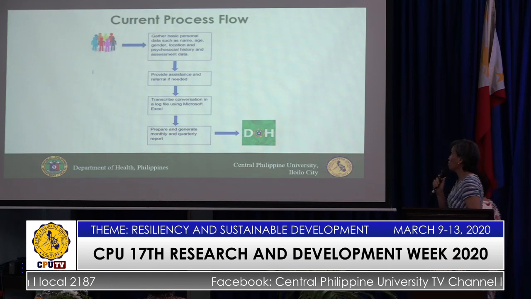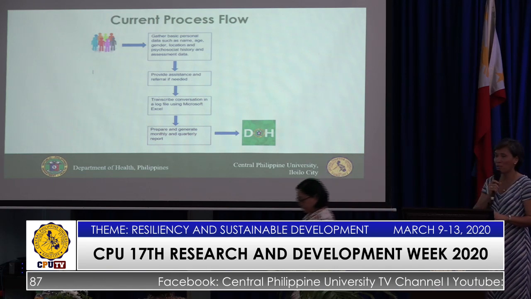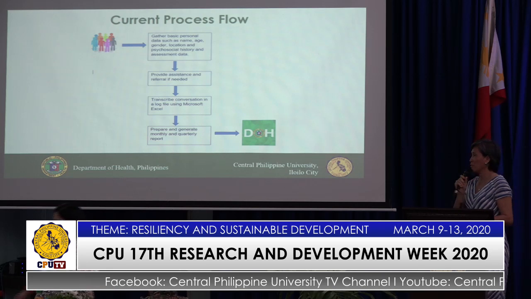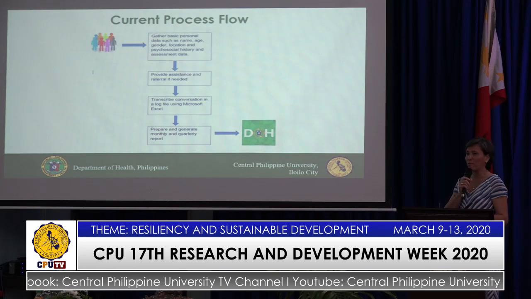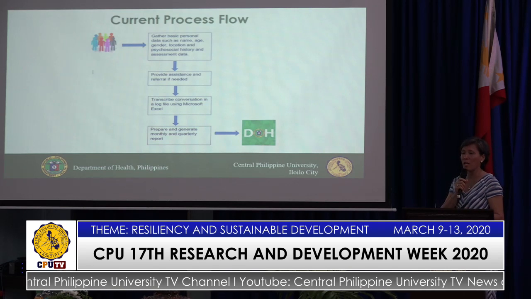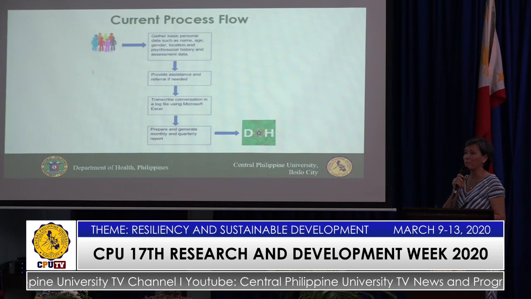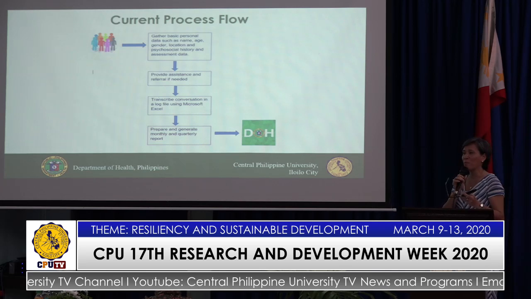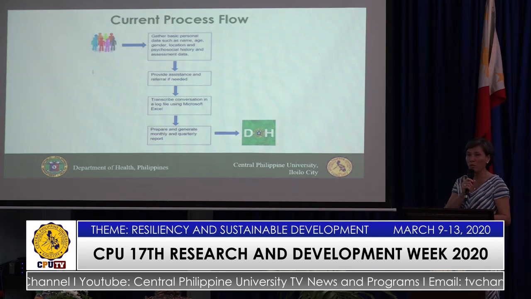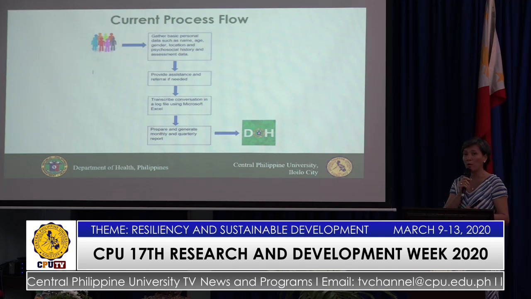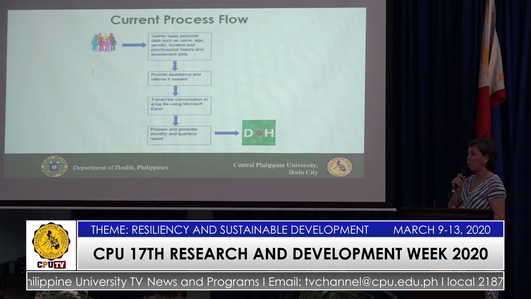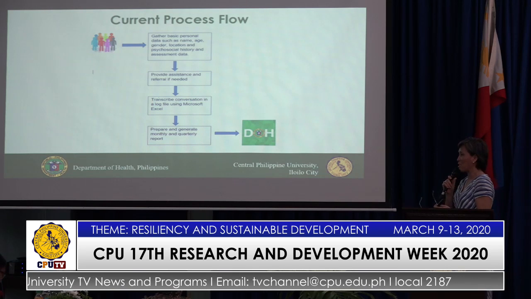So I'm here to discuss the current process flow of AH Connect. There are actually two setups that they have. During the start of the study, there were only two laptops, mobile phones, and one computer system being utilized. And there were three or four guidance counselors manning the operation itself.